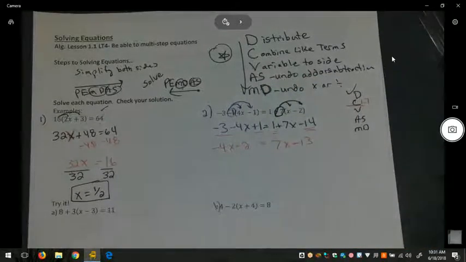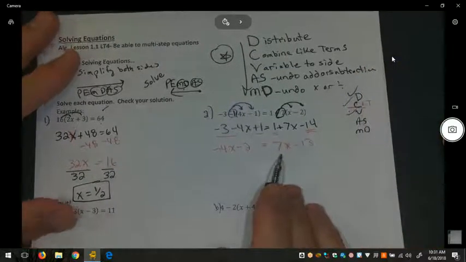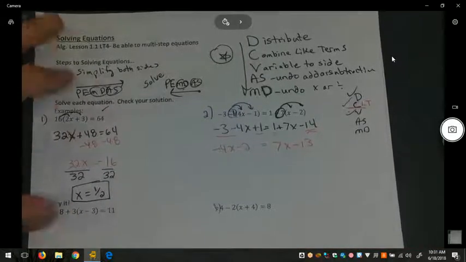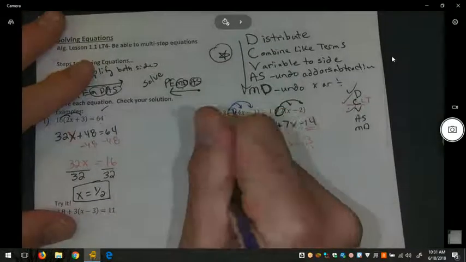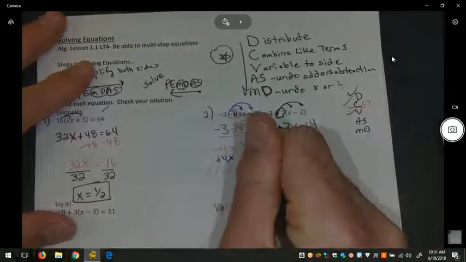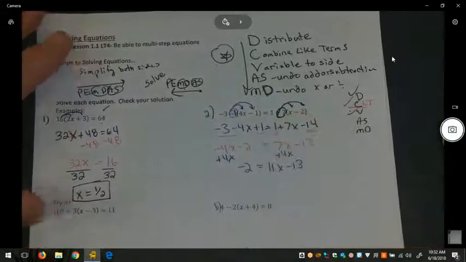Our next step is to get the variable to one side. I like to keep the variable positive. Some people like to always move it to the left. You can choose either one. To keep the variable positive, since it's 7x here and negative 4x here, I'm going to add 4x to both sides. This gives me negative 2 equals 11x minus 13.